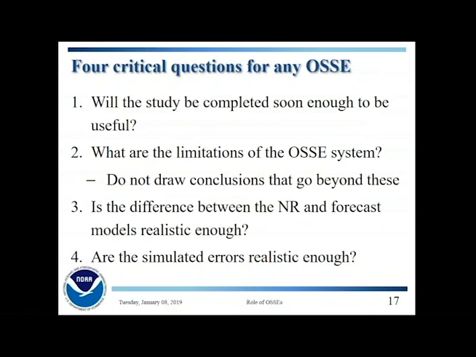So I learned from Bob that there are four critical questions that anybody doing an OSSE, or reading about an OSSE, should keep in mind. First, was the study completed, or can it be completed soon enough to actually be of use in guiding decisions? Second, what are the limitations of the OSSE systems? No OSSE system is perfect, and you have to keep in mind what shortcuts were taken, what assumptions were made, and whether those invalidate how you're going to apply it. So you have to be careful about the limitations.